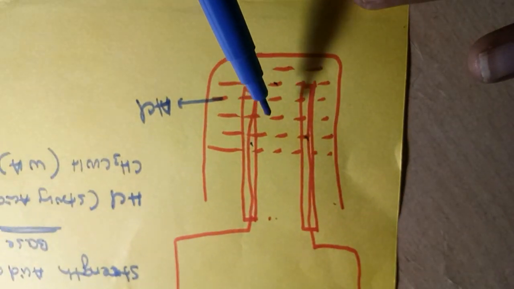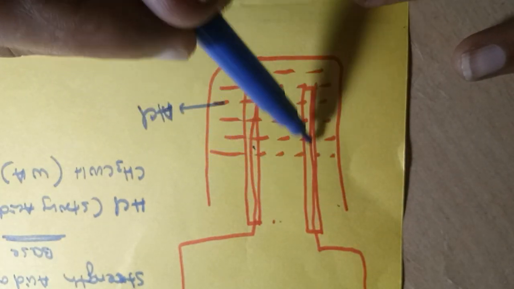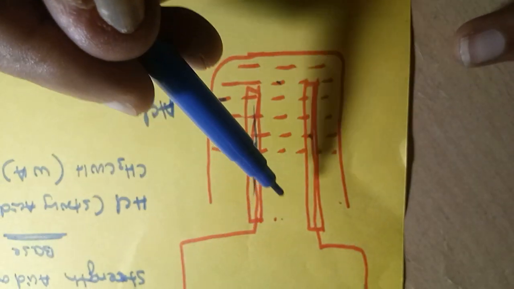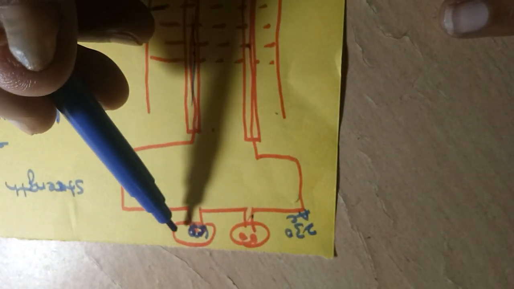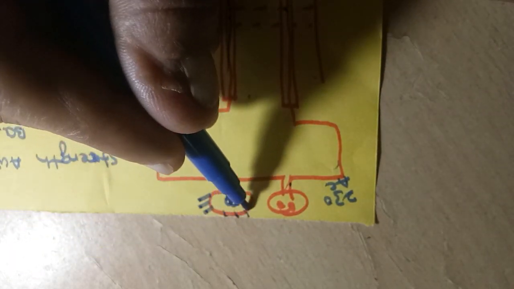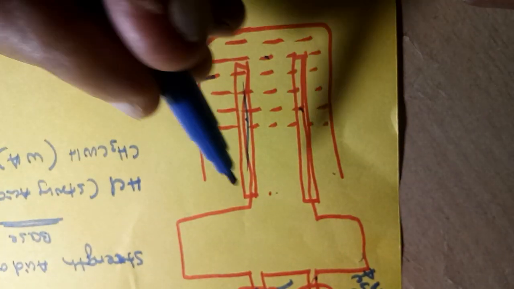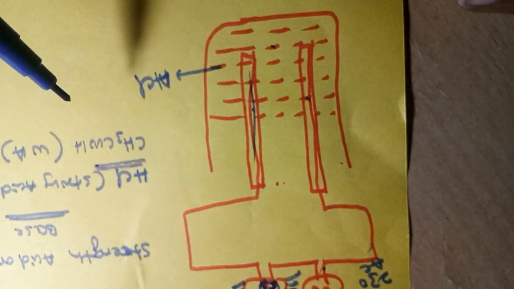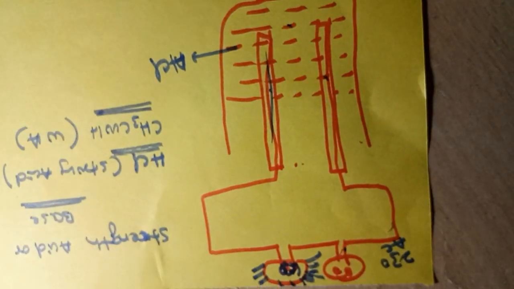these two graphite rods are connected to a bulb via a 230 volt AC switch. When connected, what will we observe? The bulb will glow in the case of hydrochloric acid. Then the same experiment is repeated with acetic acid solution.